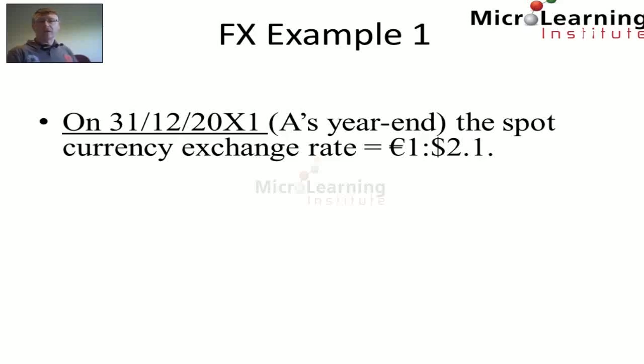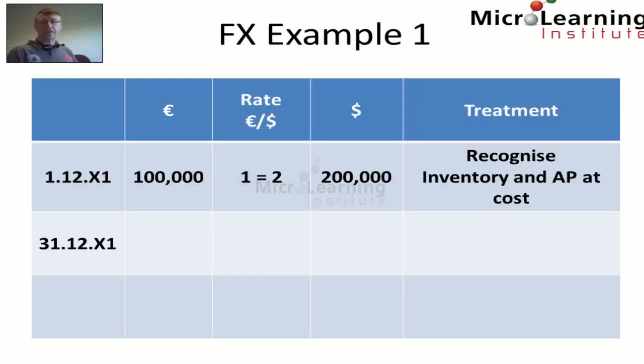Now, moving on, we see that on the 31st of December 20x1, which is A's year end, the spot currency exchange rate moves to €1 equals $2.1. So let's look at this. So at the 31st of December, we still have a liability to our supplier for €100,000. However, the exchange rate has now moved to €1 equals $2.1.